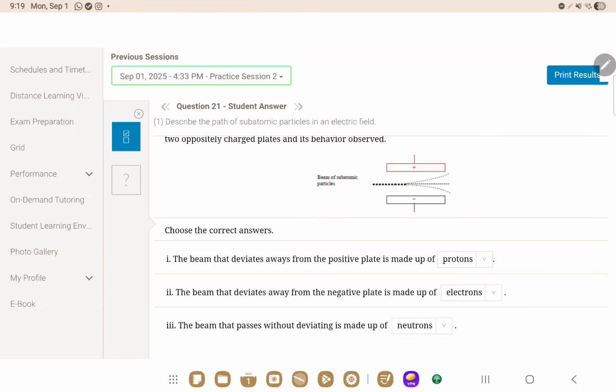Moving on. Here, we took it in physics before. The beam that deviates away from the positive plate. What do we know? Positive, positive, repel. Negative, negative, repel. Positive, negative, attract. And gamma rays, or neutrons, do not deflect. So the one that deviates, which means moves away from the positive plate, is going to be the positive ones, which are protons. The one that deviates or moves away from the negative plate is the one that's negative, electrons. And the one that does not deviate is the one without charge, the neutrons.